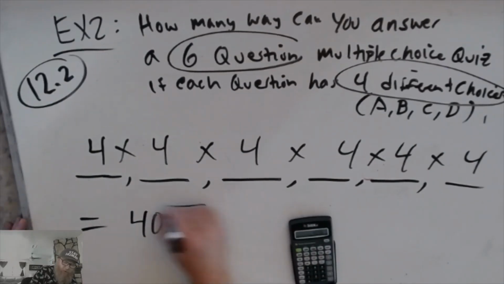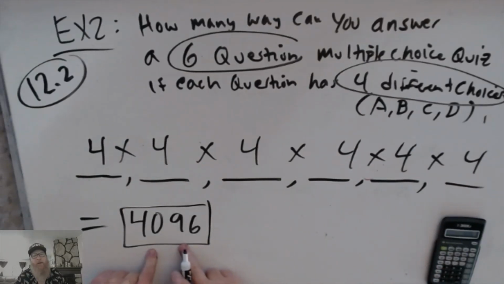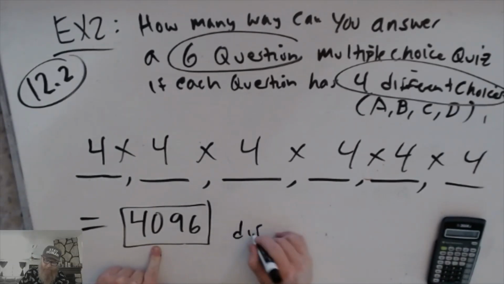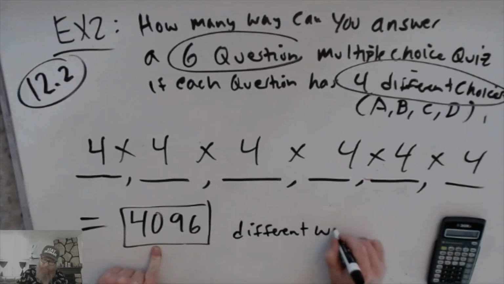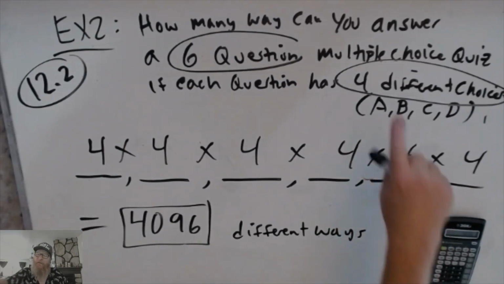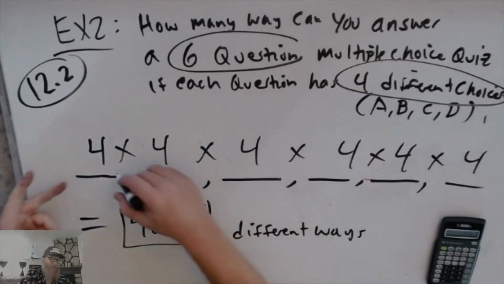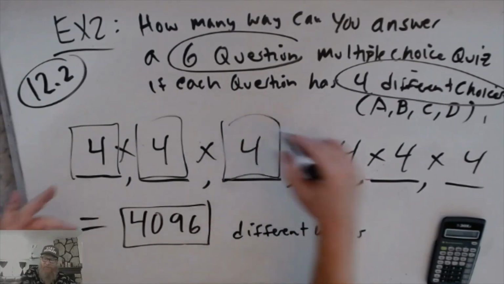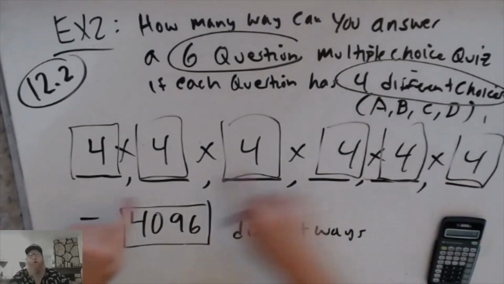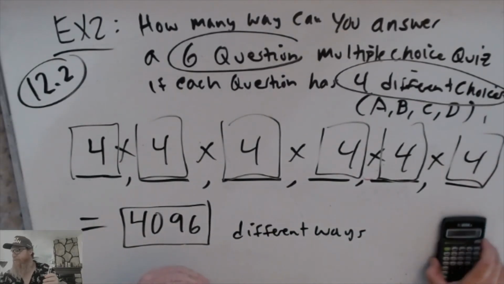And this is the reason why I do not want you listing out all the possibilities. You would probably spend the rest of the semester trying to find all 4,000 different possibilities. So you really wouldn't want to guess because there's 4,096 different ways to answer a 6-question quiz. So each one of these represents one of the 6 questions, and there are 4 possible ways for each question to be answered.